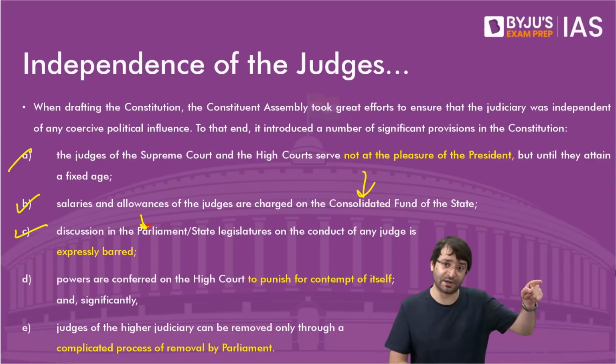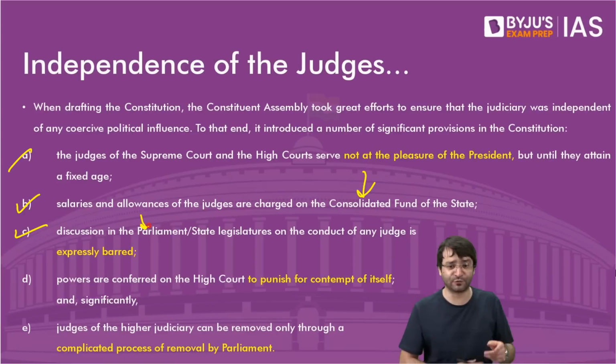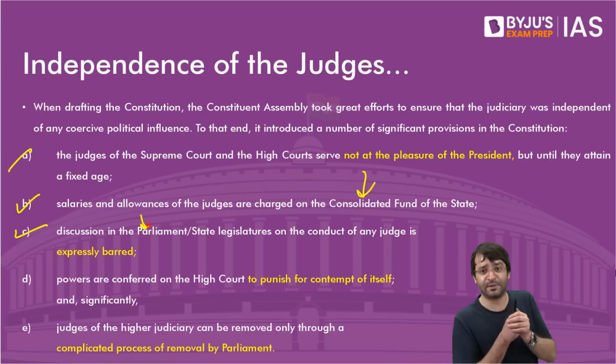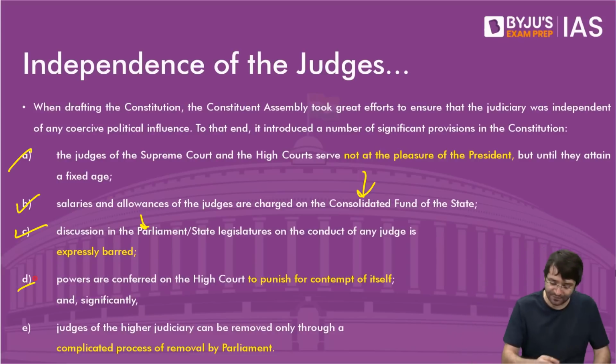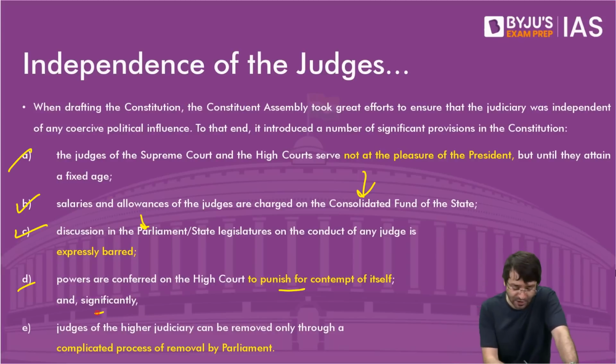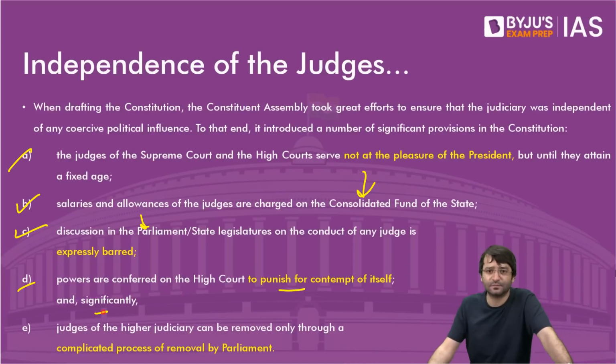Otherwise judges will come under the influence. Judges will come under the influence when they will be criticized in the Parliament. They will say, what wrong have they done? So basically you will be influencing them. Powers conferred on the High Court to punish contempt for itself. How can you ensure your independence? Supreme Court and High Court, you can punish people if they commit contempt of yours.